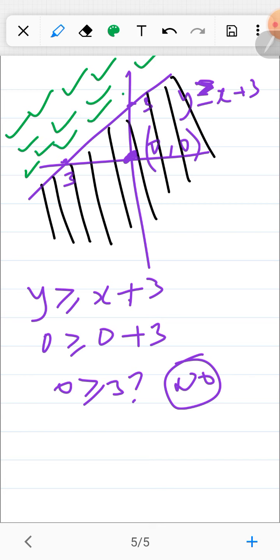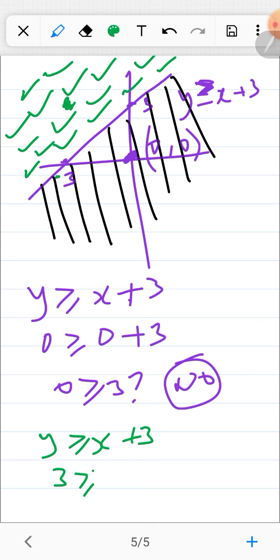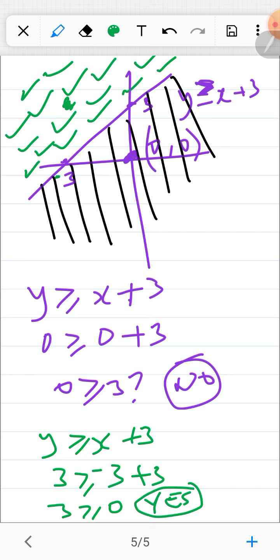So the wanted region is green because it's the region that satisfies the inequality. If I picked any point from this region, let me even pick this point, negative 3, 3, and I substituted it into the inequality. This is 3, this is negative 3 plus 3. I'll end up with 3 greater or equal to 0, which is a yes. So that means the side above the line satisfies the inequality, the side below the line does not. That's kind of a recap.